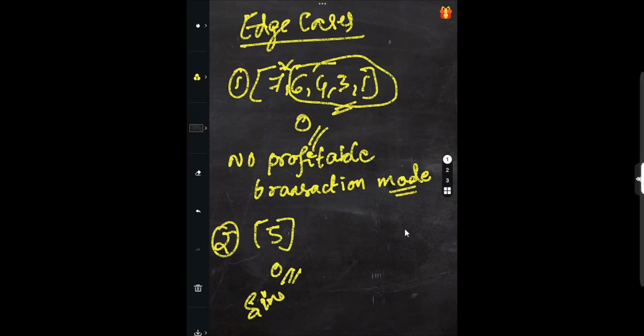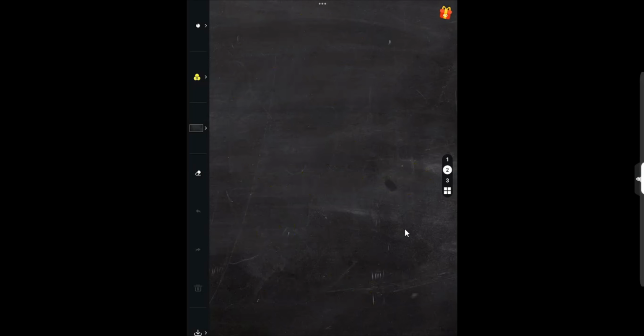I'll just write here: single price in array. While I say single price array, since there is only one price, no transaction can be made here. So the output will be 0. This is the second edge case. And let's move on with the third edge case.